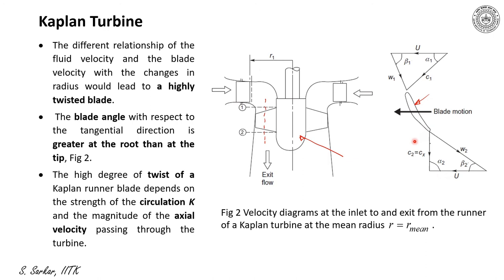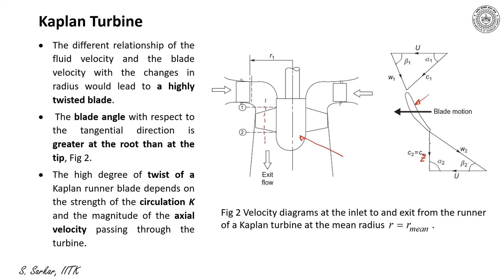Here C2 would be equal to CZ, that is the axial component of C. And alpha2 is the absolute angle, and beta2 is the relative flow angle at the exit. Here alpha2 would be equal to 90 degrees. That means C2 will be in the axial direction here.